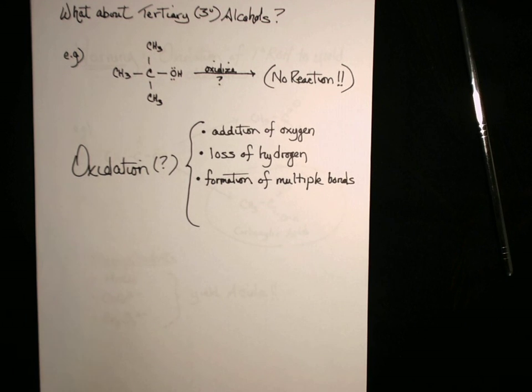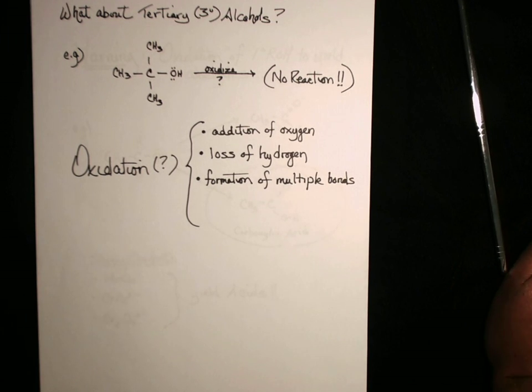So forming a double bond isn't likely. Also, again, look at the carbon that bears the hydroxyl. That carbon is tertiary, meaning it's bound to three other carbons. There's no hydrogen for you to lose. So, in case anybody's ever wondered, why can't you oxidize a tertiary alcohol? This is why.